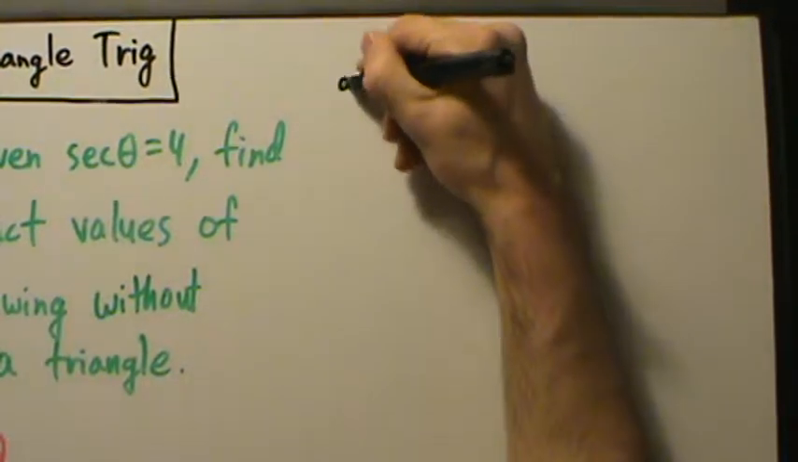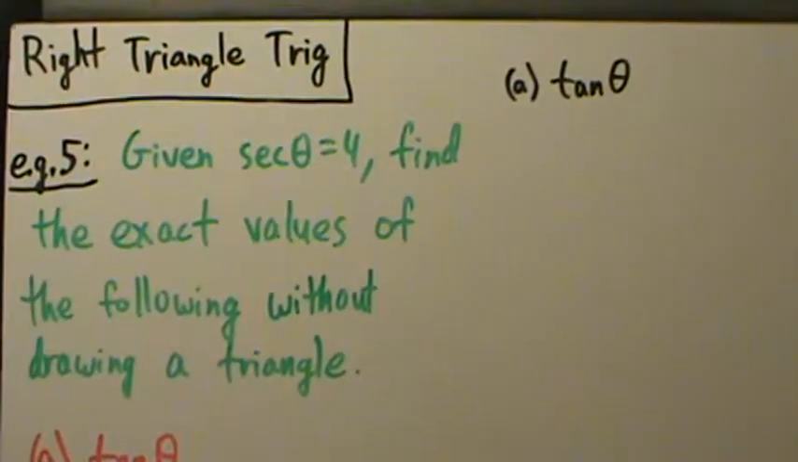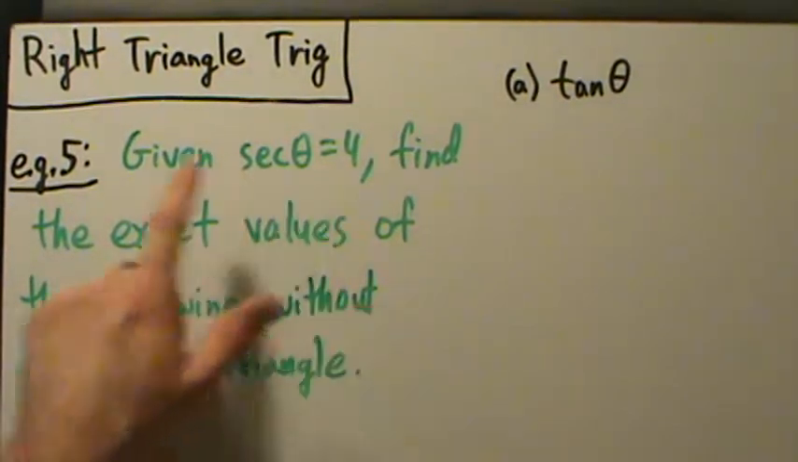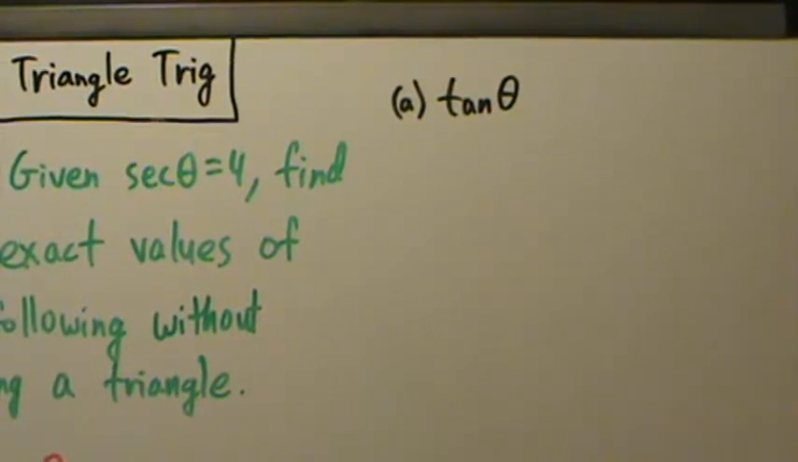For part A, we're going to do the tangent of theta. Now we're not allowed to draw a triangle, and all we know is that secant of theta is 4. So is there some other way that we can do this? Is there something that we know that relates secant of theta and tangent of theta to each other? What else have we talked about so far as right triangle trig goes? We talked about those identities, right? There are the quotient identities, reciprocal identities, and also the Pythagorean identities.